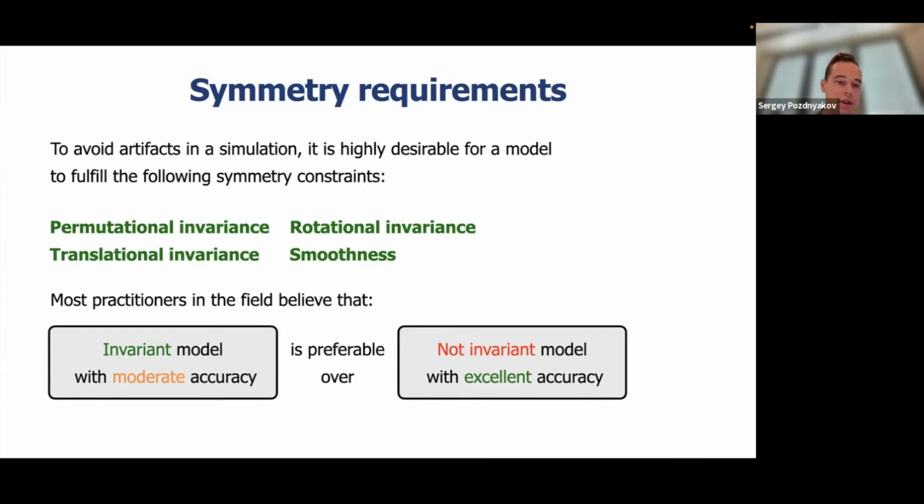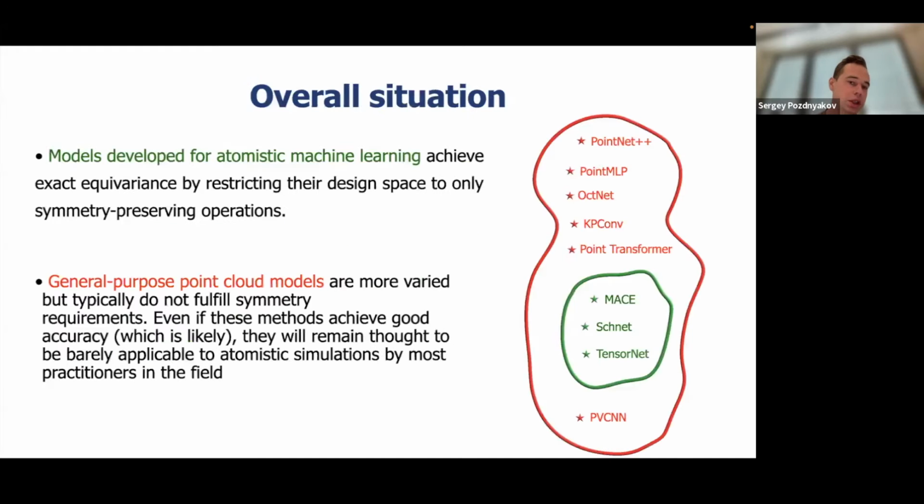Also, one can say that most practitioners in the field believe that an invariant model with moderate accuracy is preferable over a non-invariant model, even if it has an excellent accuracy. So this challenging requirement of physical constraints actually alienates our domain from domains involving three-dimensional point clouds and hinders borrowing the ideas, layers, and maybe entire models to apply them to atomistic modeling. This situation is summarized on this slide.